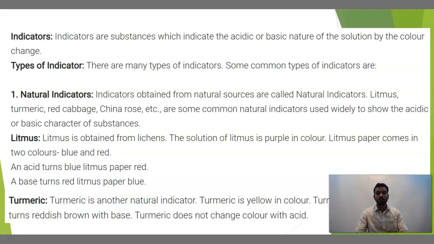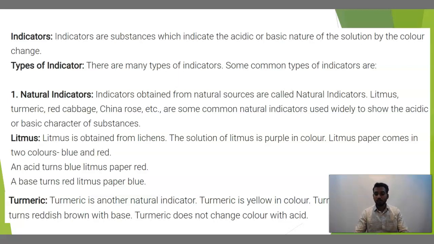Usually the solution will be in purple in color. Litmus paper comes in two colors, blue and red. Maybe in your school, whenever they conduct some activities, they will definitely conduct this experiment. By taking the litmus paper, they will ask you to identify whether the given solution is acidic or basic in your activity. If red converts into blue, then it is basic. If it converts into red color, then it is acid. Red means acid, blue means base. Simple.